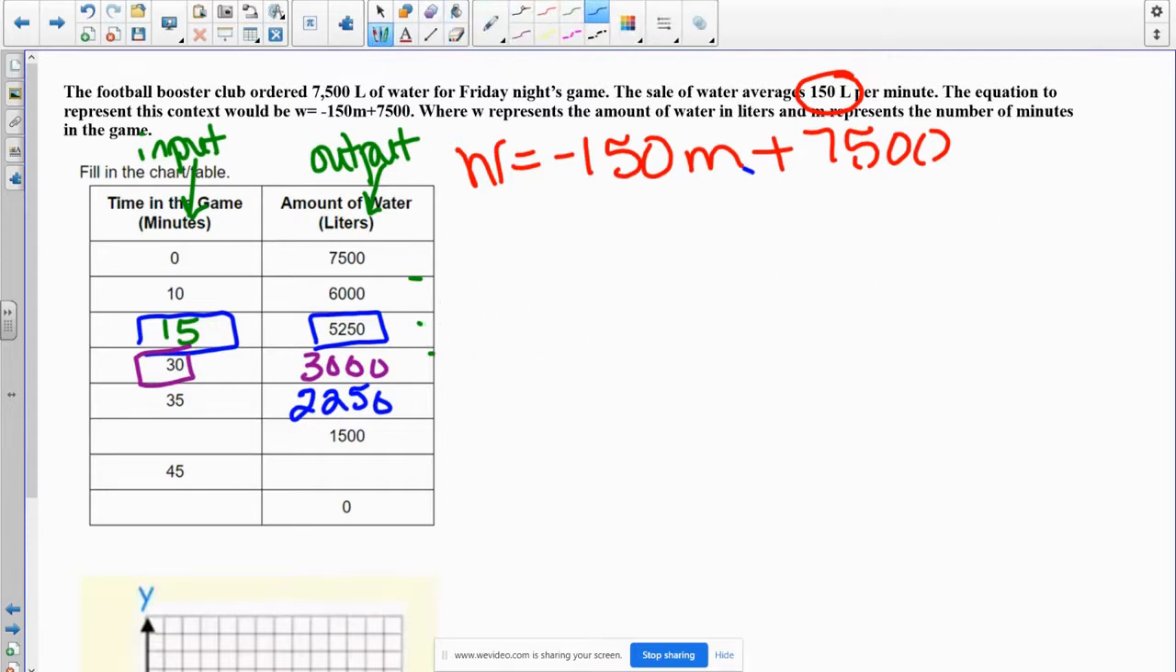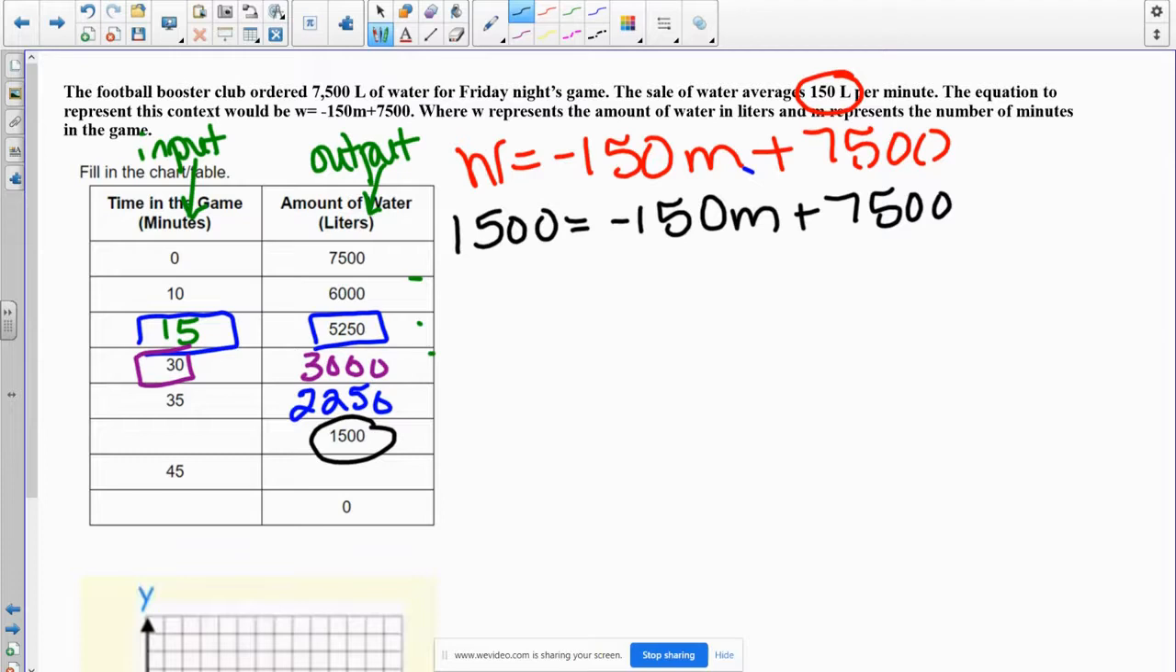This one here, looking carefully at it, we know the output, so we know how much water is left. We know there's 1,500 liters left. So this time, notice we're looking for the input, how many minutes have gone by.